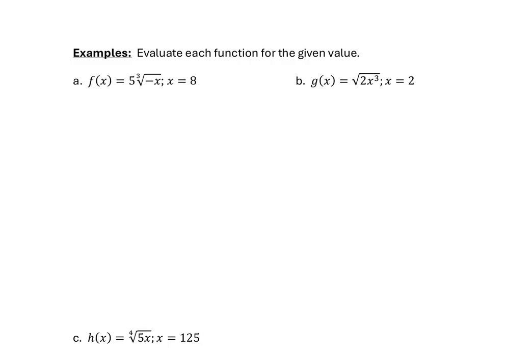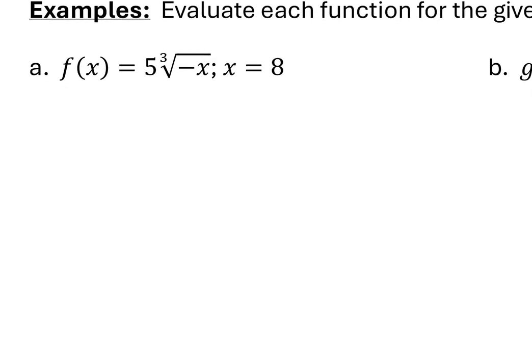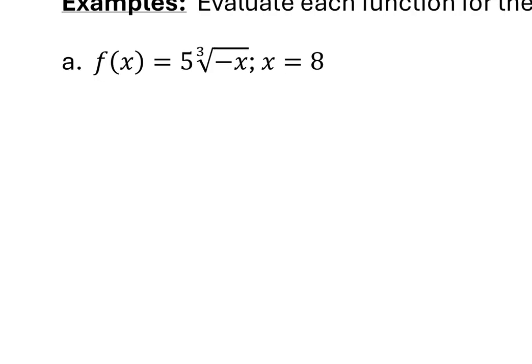So most of this is going to be very similar, okay? It's not going to be anything new. And so, for instance, example A, we want to evaluate each function. For example A, we want to know what is f of x equal to when x equals 8. So if we plug in 8, we get 5 times the cube root of negative 8. You are allowed to take the cube root of a negative. And so the cube root of negative 8 is negative 2. And if we multiply that by 5, we get negative 10.